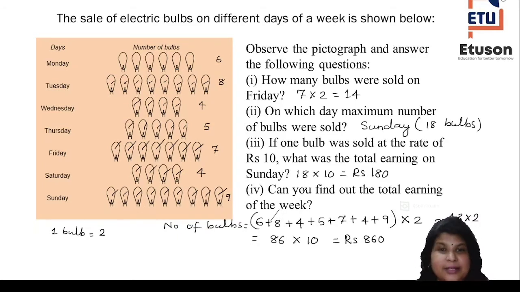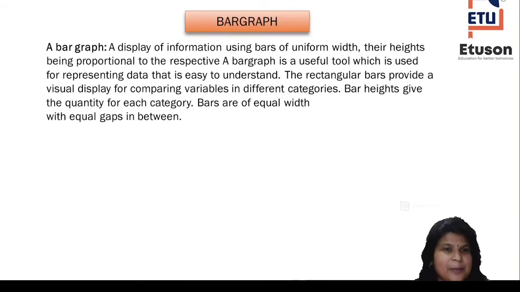Okay, so now let us understand another type of pictorial representation, that is bar graph. As the name indicates, there will be a bar or rectangular thing which can be seen in this graph. So what is bar graph? A display of information using bars of uniform width, their heights being proportional to the respective value. A bar graph is a useful tool used for representing data that is easy to understand.